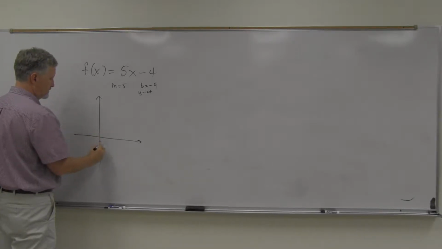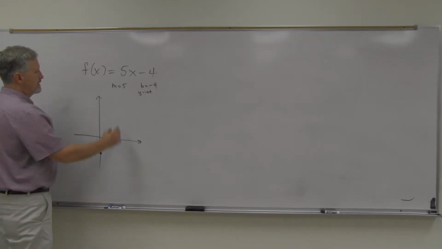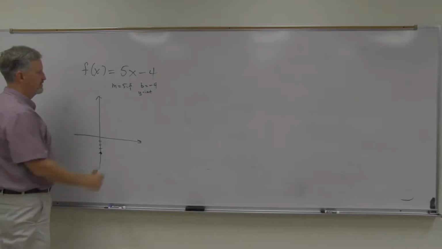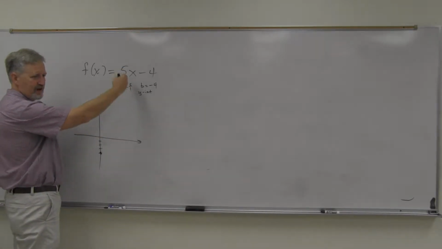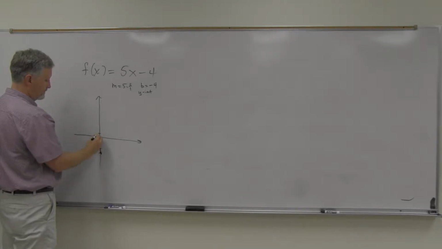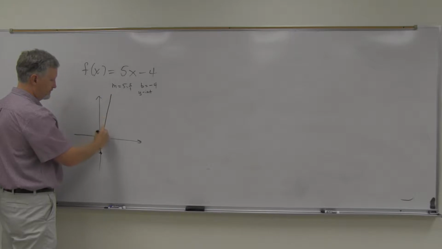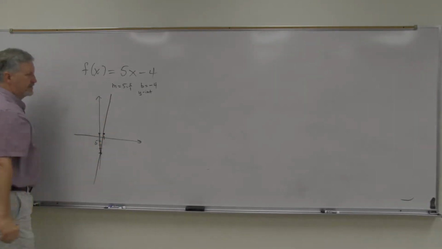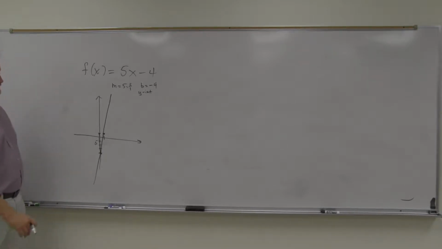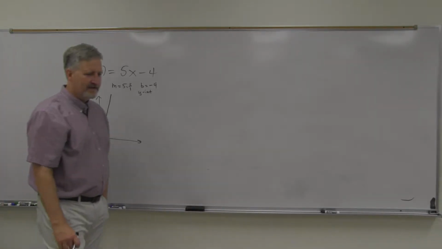The b value is -4, so that's where it crosses the y-axis. Slope is 5. Like I said, you get another point however you want, but you can use the slope as rise over run. So it's a rise of 5, run of 1, and so there you go. It's a line, and you can get other information, domain, range, so forth. No big deal.